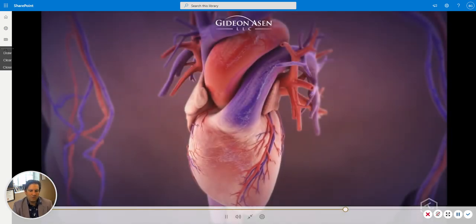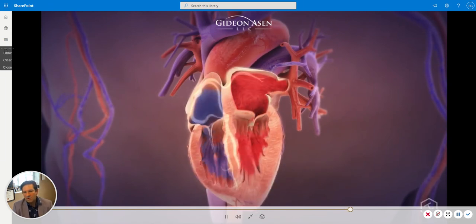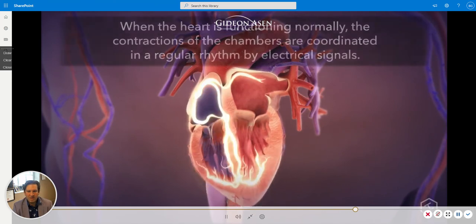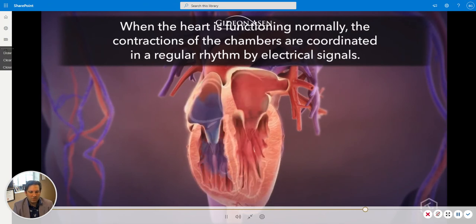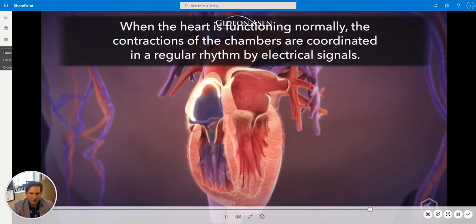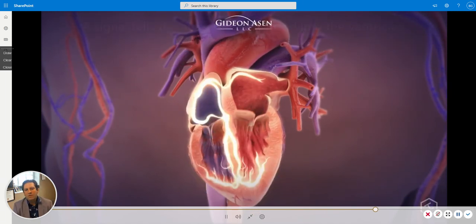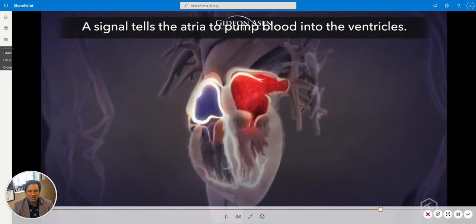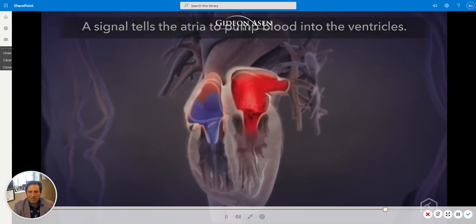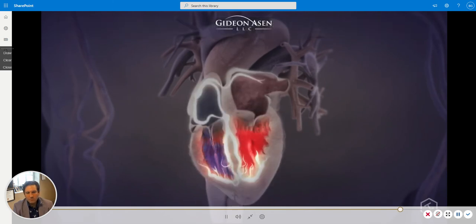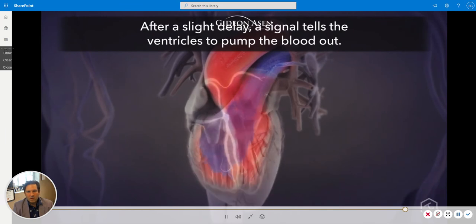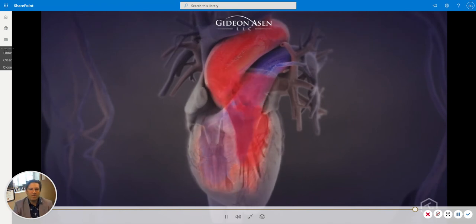So there's another issue that the jury's going to want to know about in our case that involves the heart rhythm, how it beats, what keeps it beating properly. So they're going to learn that the heart is triggered to beat by electrical signals, as illustrated here by the bright lines. So the signal tells the top chambers of the heart to pump the blood into the bottom chambers. And the bottom chambers then fill up with blood. Then there's a slight delay, and then the bottom chambers will pump the blood out to the rest of the body.